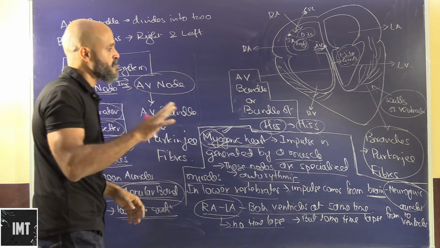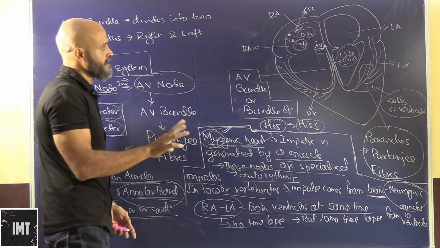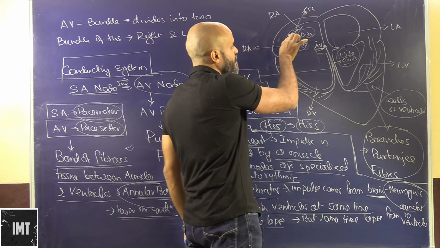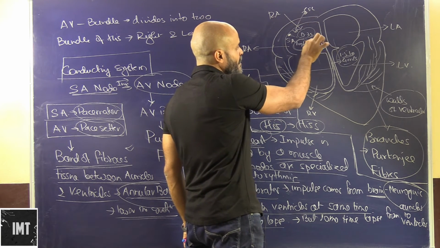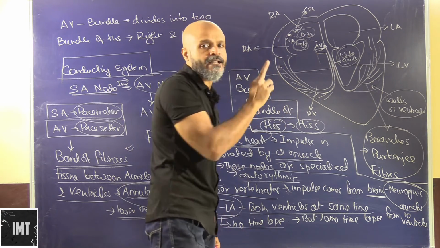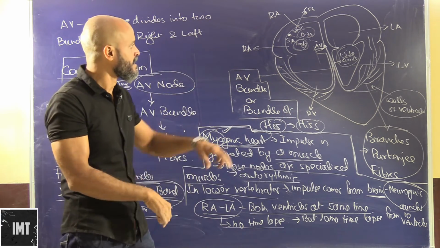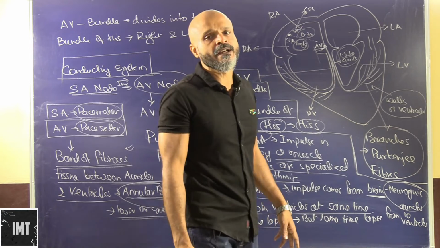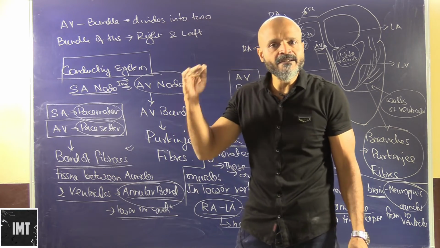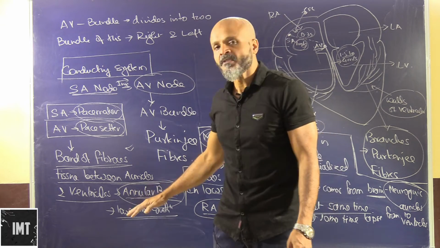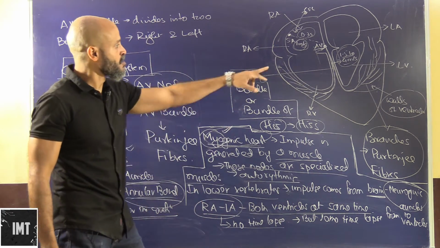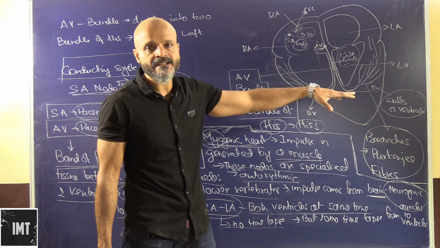Just to reconfirm, a recap: the sinoatrial node, the SA node, generates the impulses and passes them to the AV node. The AV node amplifies these impulses. The reason there has to be an AV node is that the impulses generated from the SA node tend to die out due to the thick fibrous tissue present between the auricles and the ventricles, and they are not that effective. So the AV node amplifies these impulses.